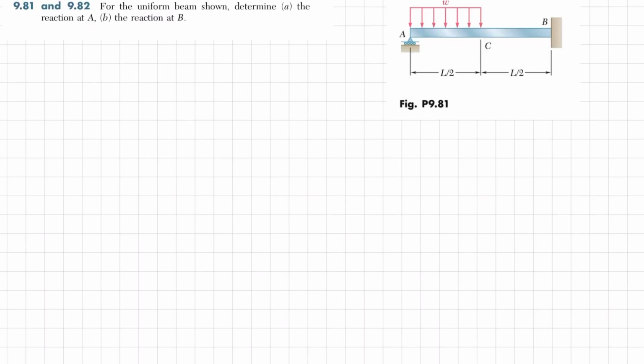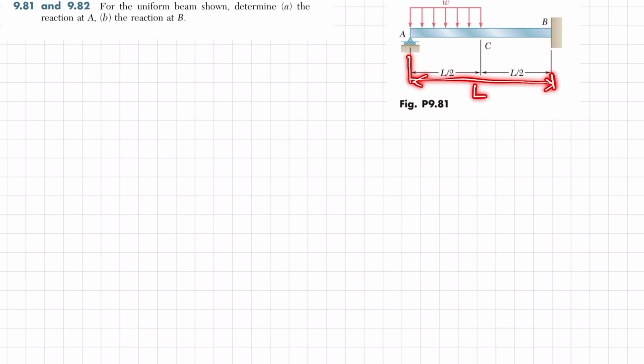Welcome back. Problem 9.81. The statement is: for the uniform beam shown, determine the reaction at A and the reaction at B. You can see this is the beam AB, acted upon by a uniformly distributed load from A to C. This load is W. The total length of the beam is L.